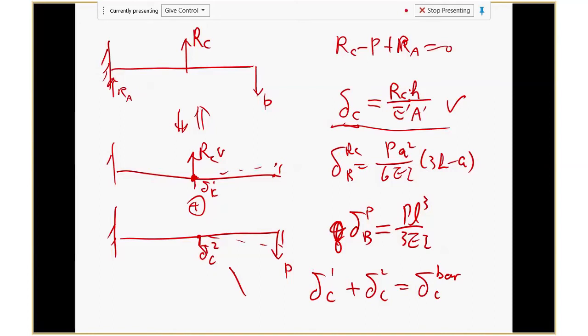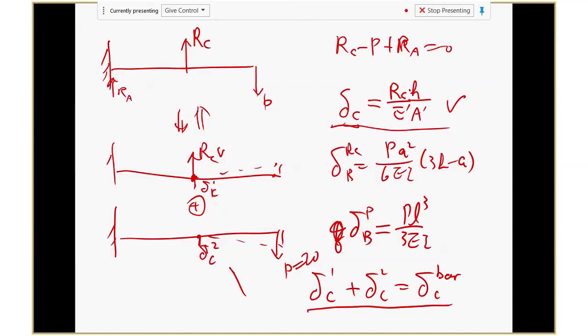Yes. Which forces do we assume we already did? P or RC? P is the load. So you know, I give you, let's say this is 20 Newton. So the one unknown is RC. Okay. So because RC is unknown, that's why you need to use this relation.